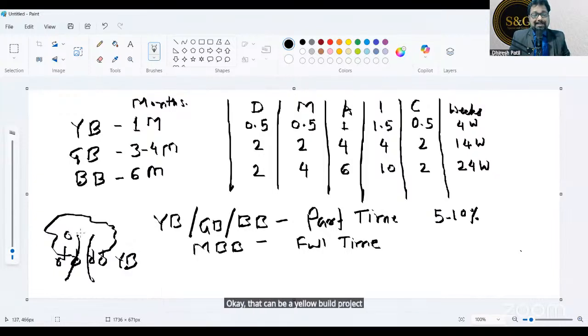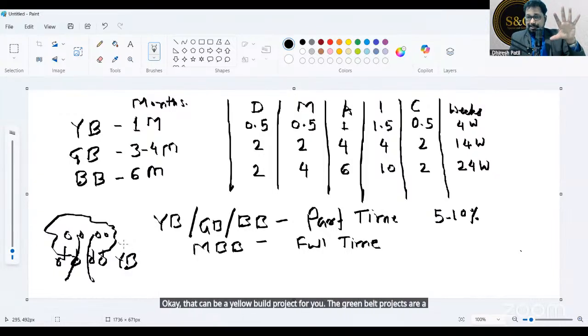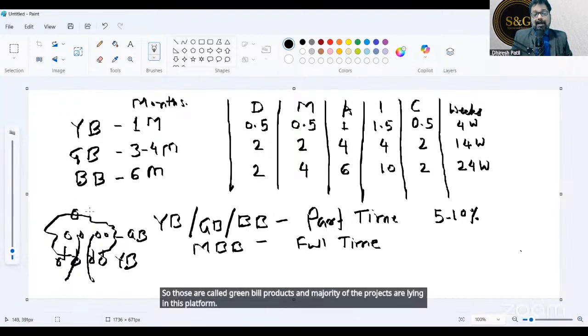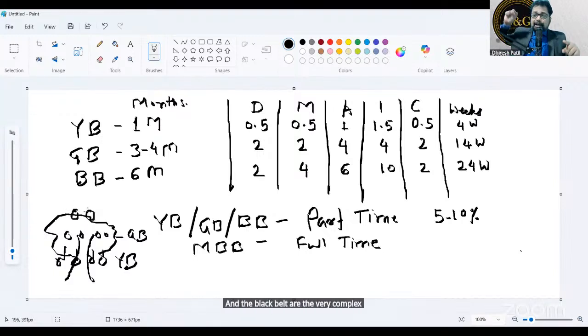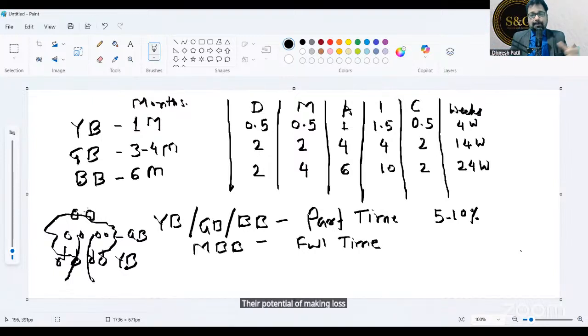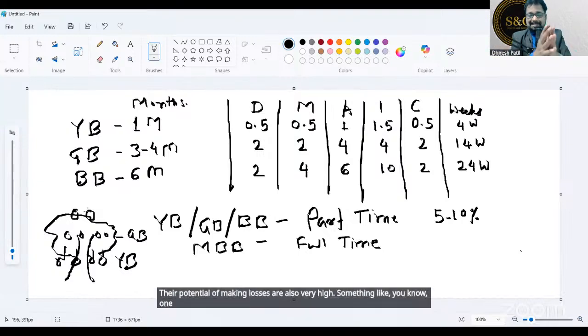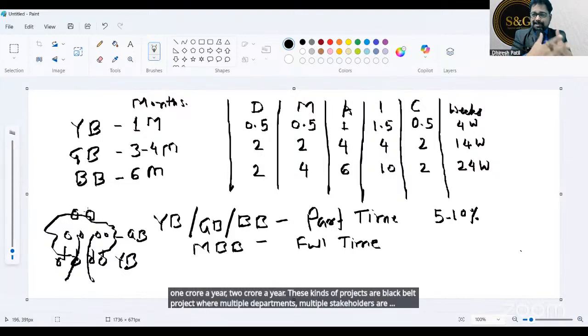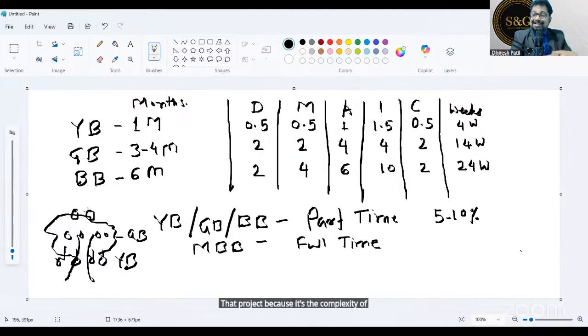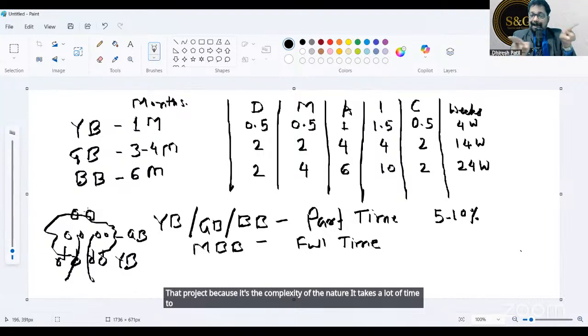The green belt projects are medium complex projects. Those are called green belt projects, and the majority of the projects lie in this category. And the black belt projects are the very complex problems which are very chronic in nature. Their potential of making losses is also very high, something like 1 crore a year, 2 crore a year. These kinds of projects are black belt projects, where multiple departments and multiple stakeholders are involved, and they are very complex in nature. Because of this complexity, it takes a lot of time to uproot that problem.